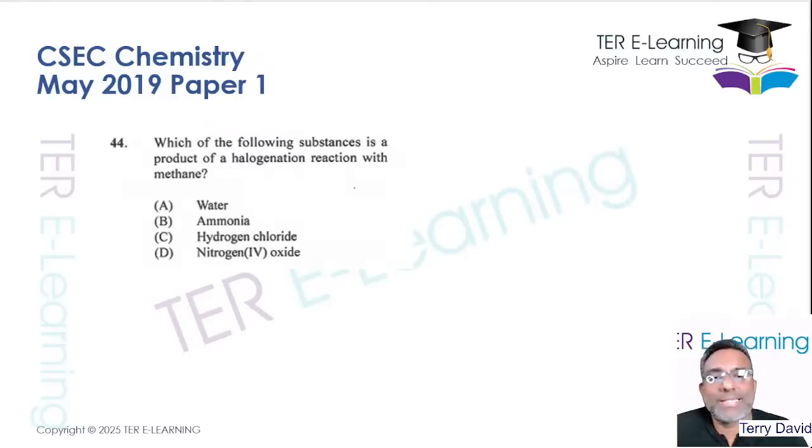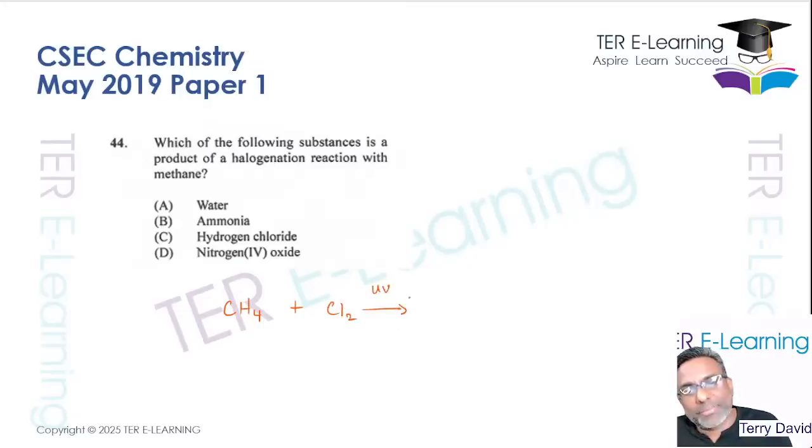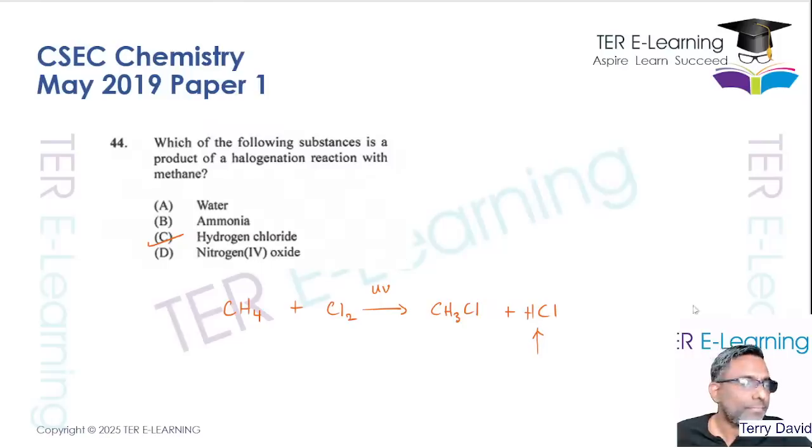Right, people saying the answer is C. So we're talking about the halogenation of methane. Methane is CH4. If I react this with, let's say, chlorine gas, and this reaction takes place in the presence of UV light, you're going to get CH3Cl. That's one substitution reaction taking place there. And we're also going to get HCl. HCl is one of the products that we get, hydrogen chloride. So the answer is C. So that is 44.